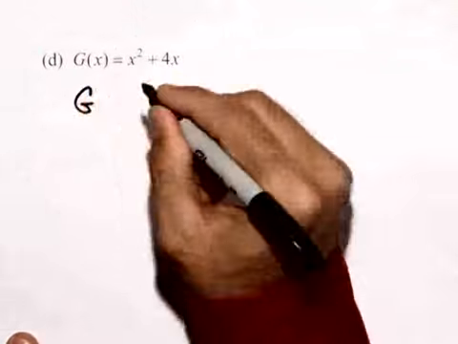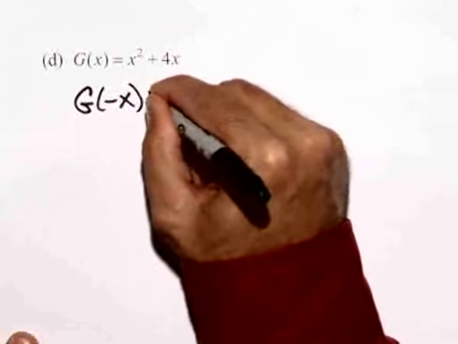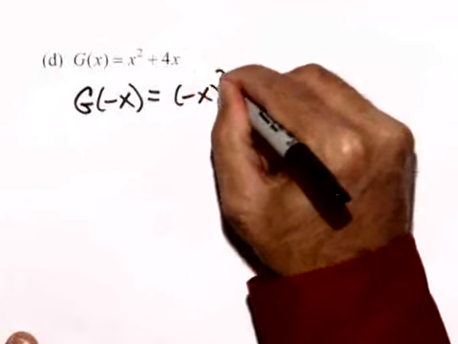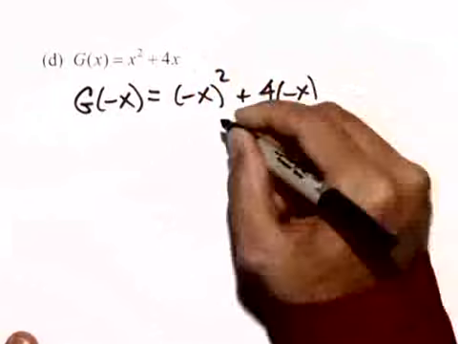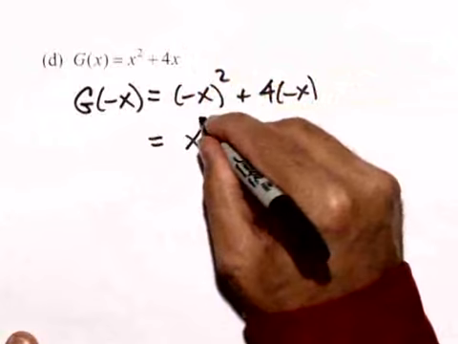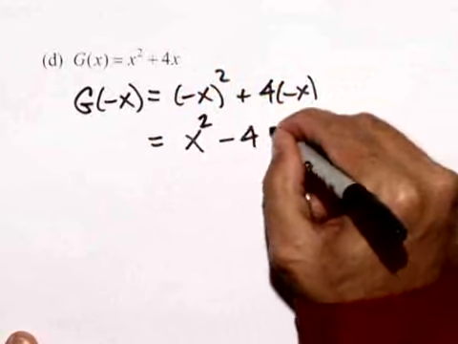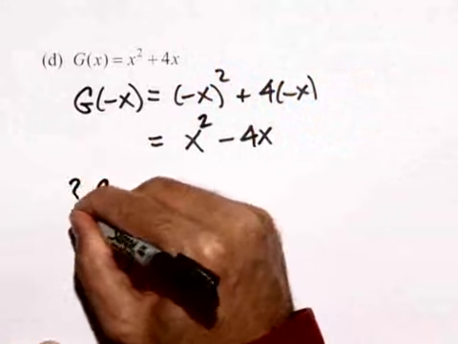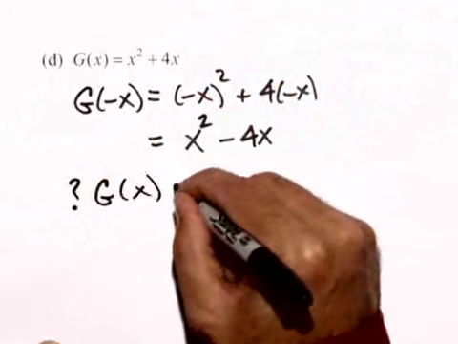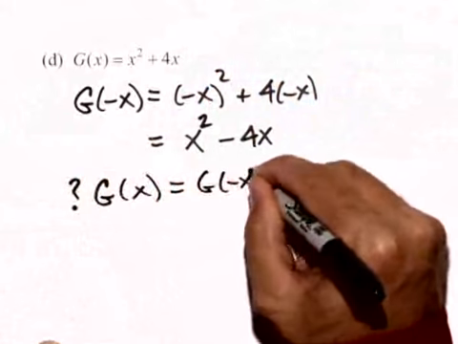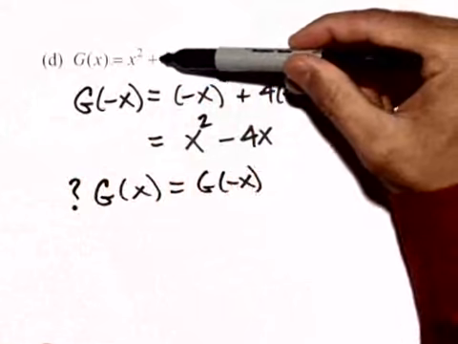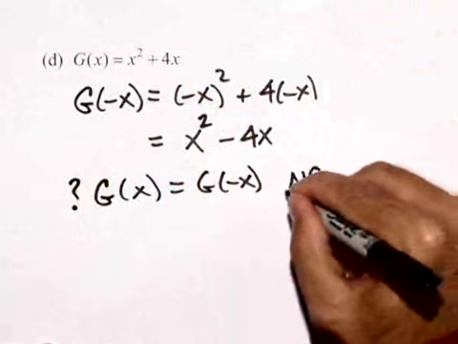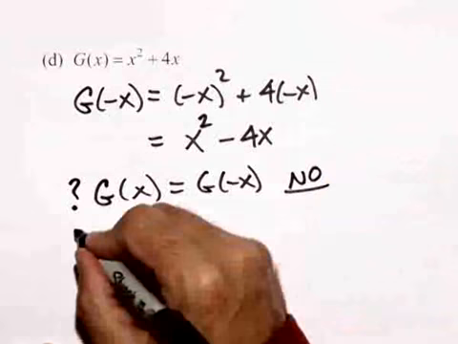by this time evaluating big G of negative x, substituting negative x into our function, and then we'll simplify. This gives us x squared minus 4x. Now let's check the two equations. So let's ask ourselves, does g of x equal g of negative x? Take a look. Does g of x equal g of negative x? And that is no. The function is not even.